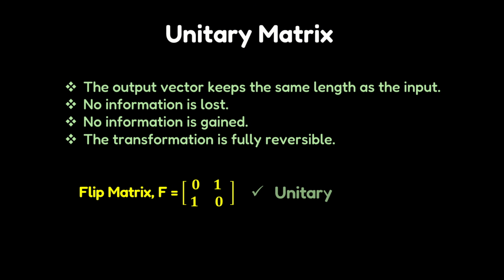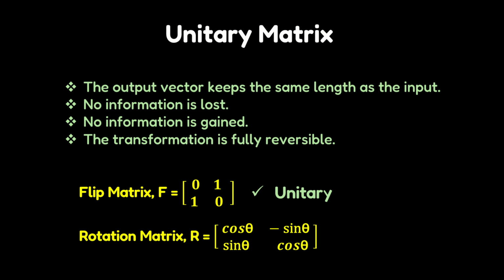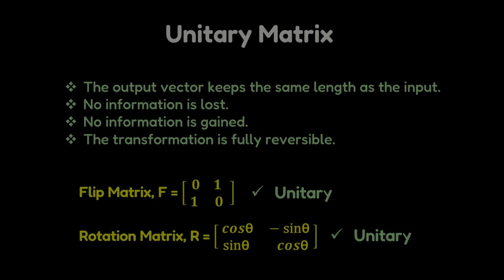Other unitary matrices include rotations. For example, R equals [cos theta, minus sin theta; sin theta, cos theta]. This rotates the vector in 2D space. Again, the vector's length does not change. Later, we will see quantum gates like the Hadamard gate, the Pauli matrices, the rotation matrices, and all of them are unitary. Now let's move on to another type, Hermitian matrices.